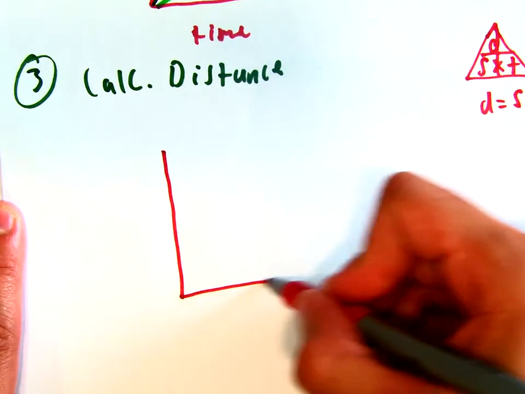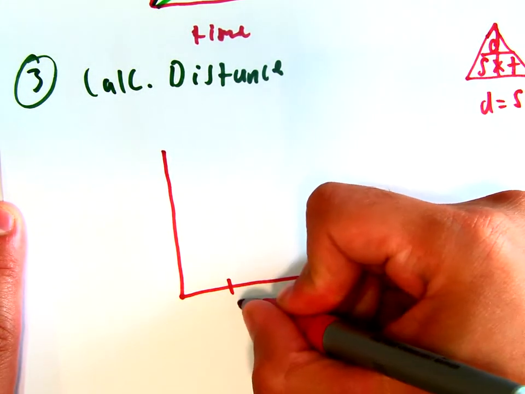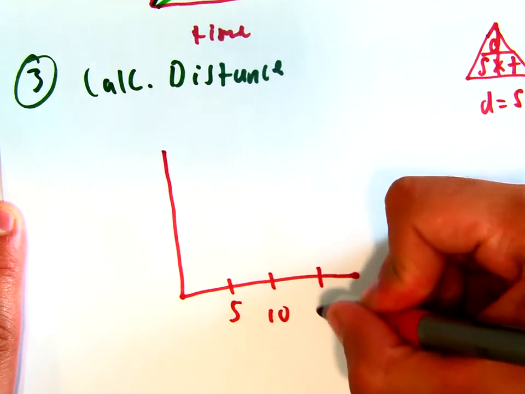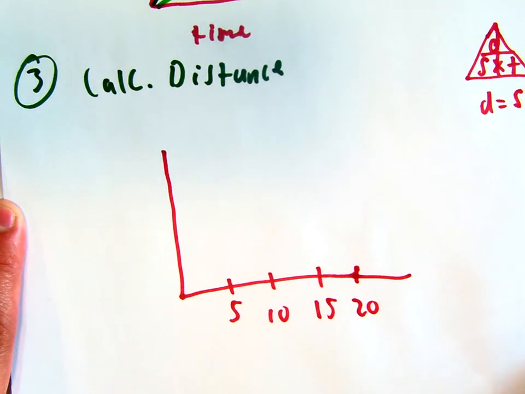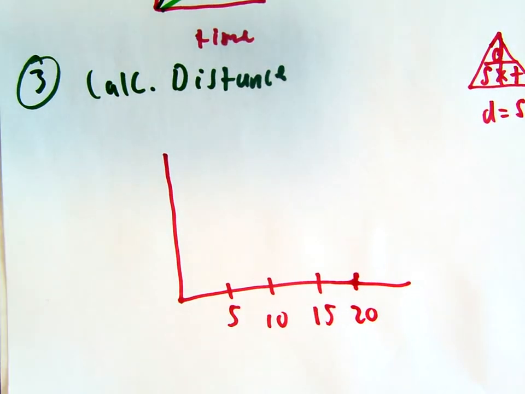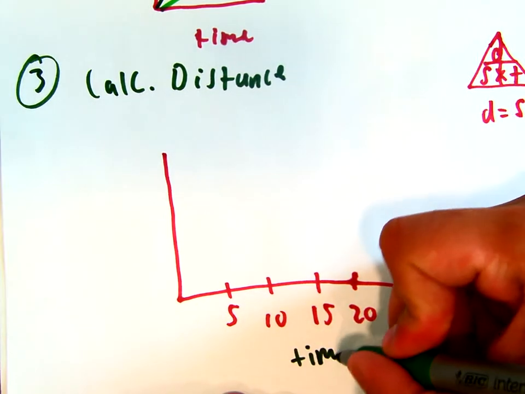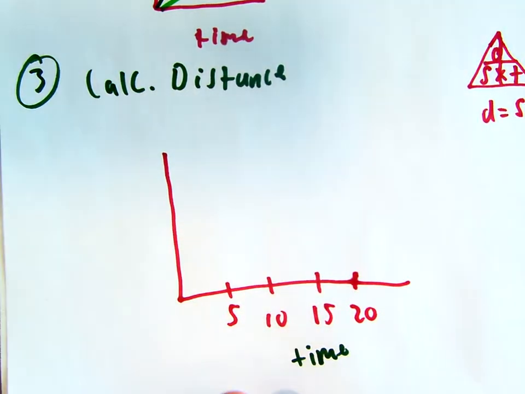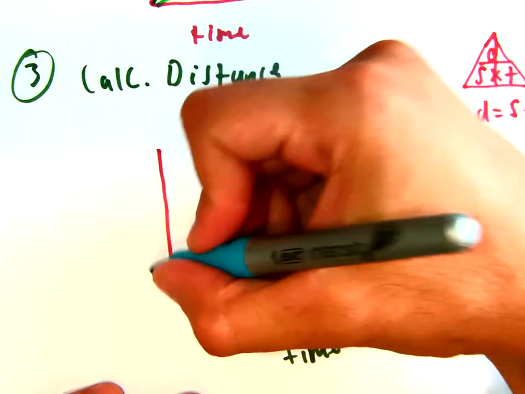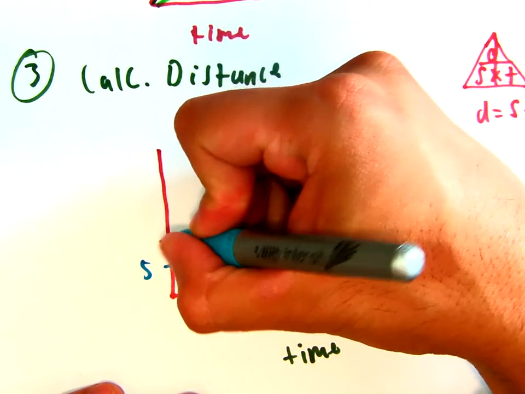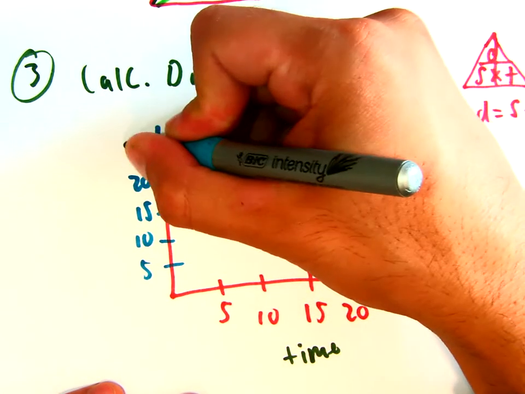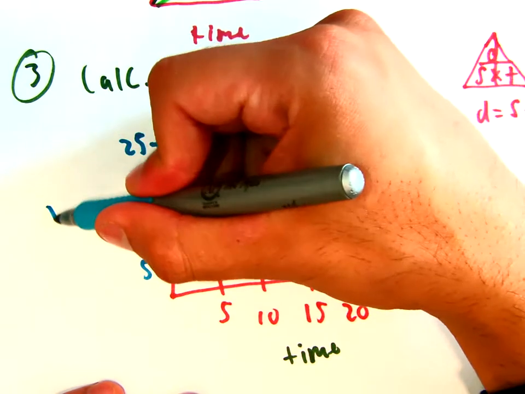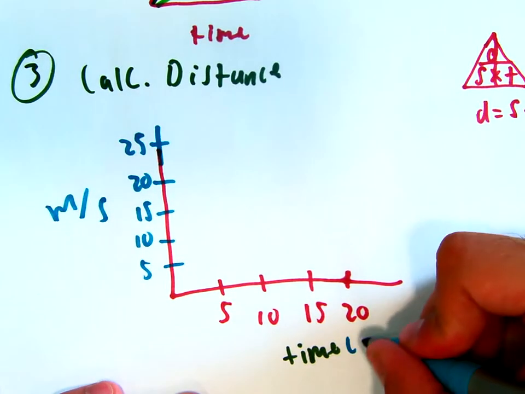All right, so let's look at our graph here. I'm going to make a graph just to copy this. It's going to go 5, 10, 15, 20. Let's extend it here. Okay? That's time. Then on this other side here, go by 5s as well: 5, 10, 15, 20, 25 meters per second. This would be seconds.